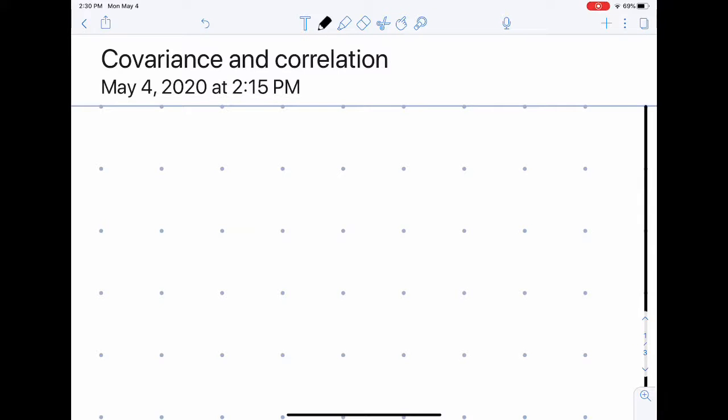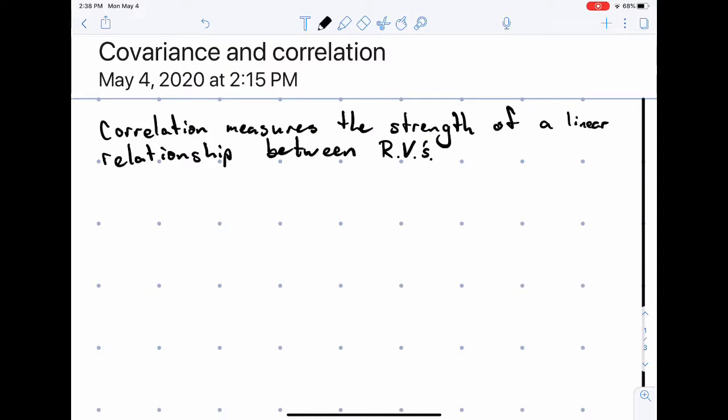In this video, I'll introduce covariance and correlation. So in a nutshell, correlation measures the strength of a linear relationship between random variables. So we keep talking about random variables as being independent. They're not always independent. There's sometimes relationships between these. For example, height and weight are not independent random variables for the same person.